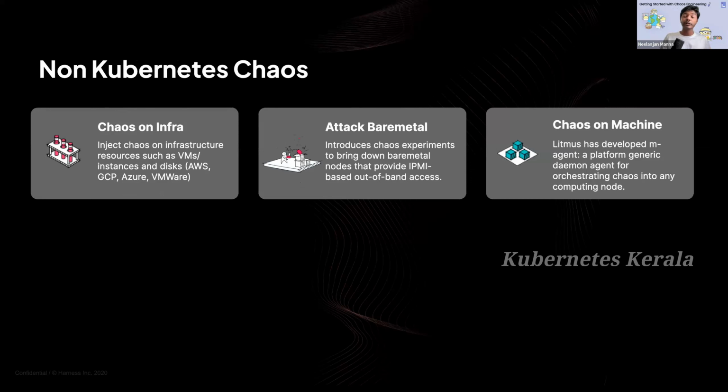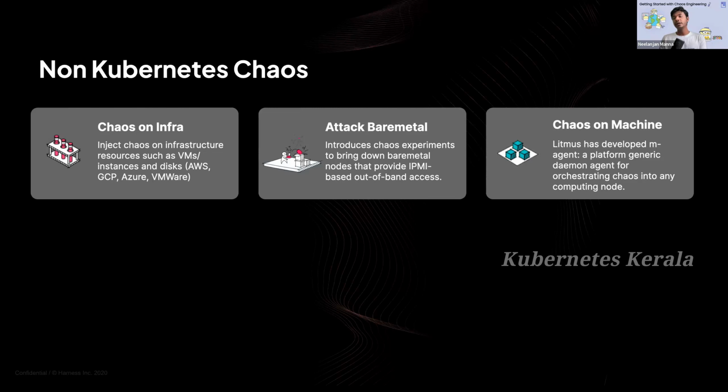Of course, chaos is not limited to Kubernetes. Cloud native application deployment goes beyond Kubernetes as well. So we can do chaos on infra like GCP, AWS, Azure, VMware, virtual machines, disks, and many other infras as well. And you can also target your bare metal nodes, IPMI based access nodes. You can definitely perform chaos on that.